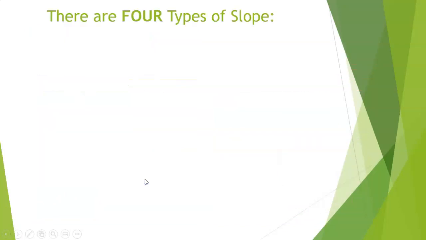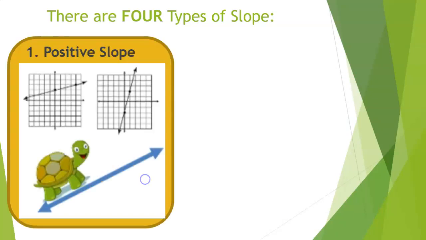So the first thing we're going to be looking at are the different types of slope. There are 4 different types of slope. You can have a positive slope. This would be denoted by a positive number. So the slope would be a positive number, and that tells me that the line is pointing up from left to right. So our little turtle would be going uphill.